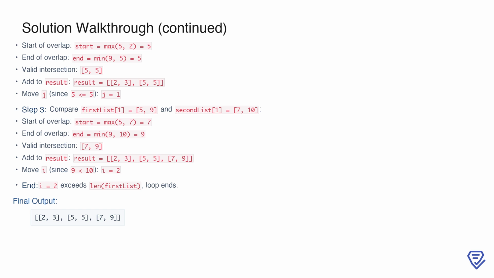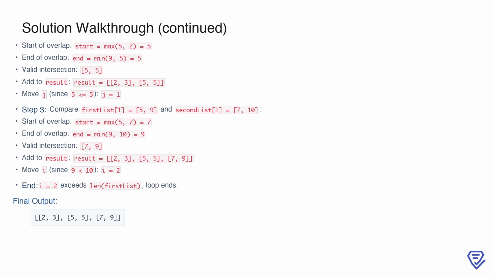Since the end of [2, 5] is less than or equal to the end of [5, 9], we move the pointer j to the next interval in second list. Now, j is 1. Next, we compare [5, 9] from first list with [7, 10] from second list. The start of the overlap is 7, and the end of the overlap is 9. This gives us another valid intersection, [7, 9], which is added to our result list.